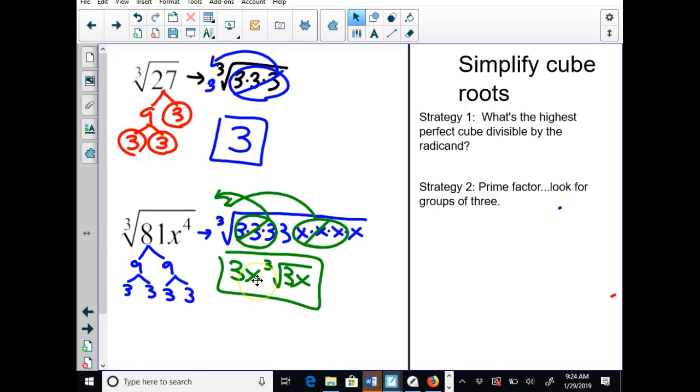So we have 3x on the outside. And this little 3 here is not 3x cubed. It's the cube root of 3x, which is what's left over.